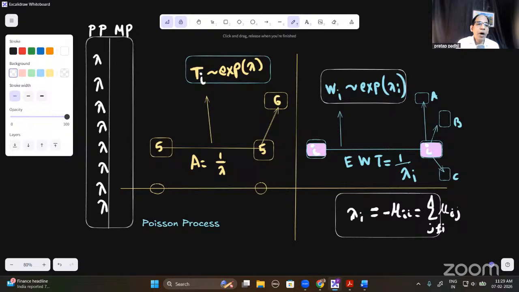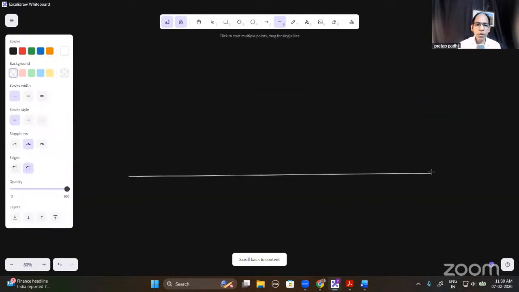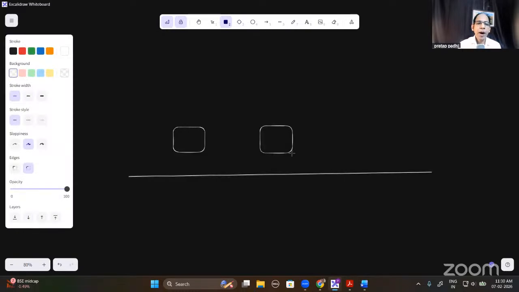But here in Markov process, lambda 1, lambda 2, lambda 3, lambda 4, depending on which state you are at. If you are at state 3, then you have a different notation: lambda 5, lambda 6, lambda 7, lambda 8, that way. Okay, let's go ahead. Now, Poisson process we are leaving. We'll only concentrate on Markov process.